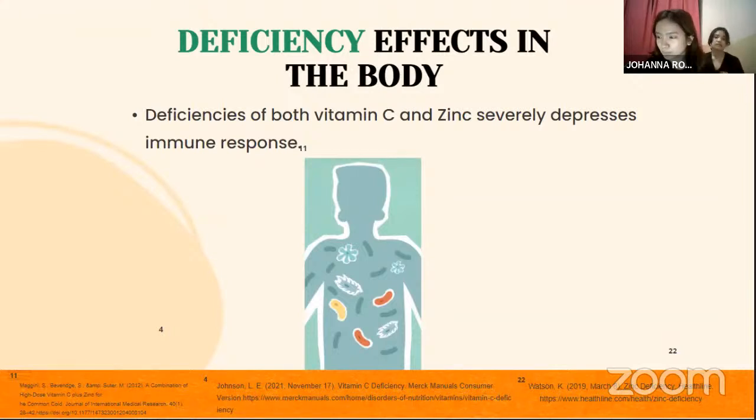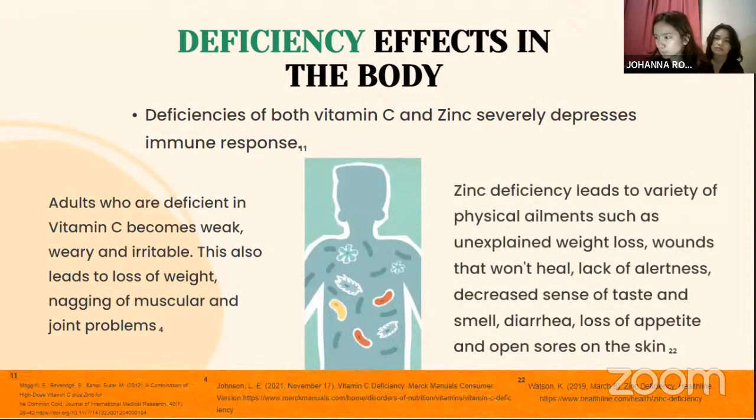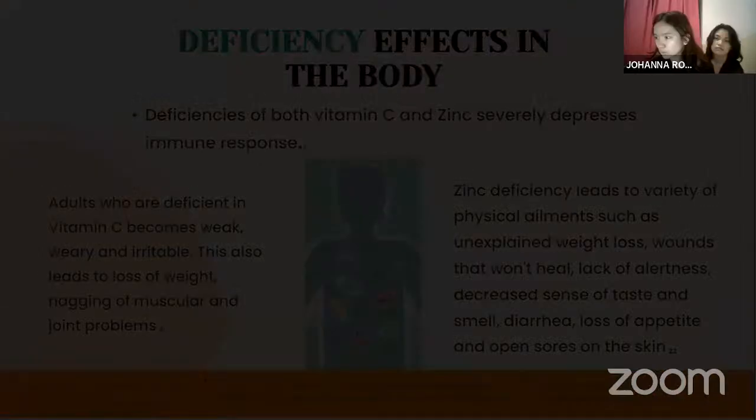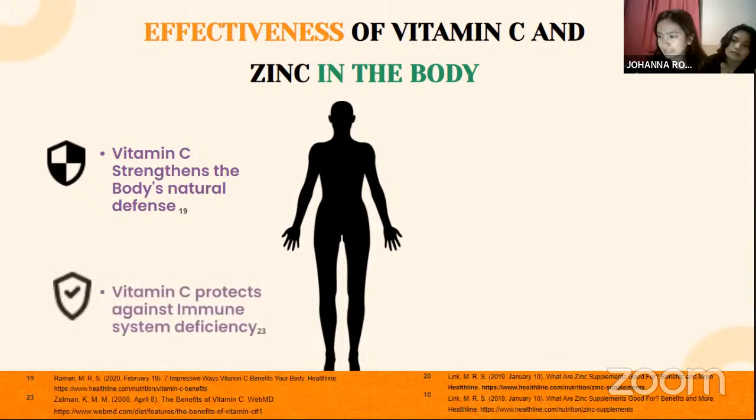Complementary roles in supporting components of both innate and adaptive immunity. Vitamin C is a powerful antioxidant that strengthens the body's natural defense. Antioxidants are molecules that boost the immune system. They do so by protecting cells from harmful molecules called free radicals. The benefits of vitamin C may include protection against immune system deficiency. This also includes cardiovascular disease, prenatal health problems, eye disease, and even skin wrinkling.